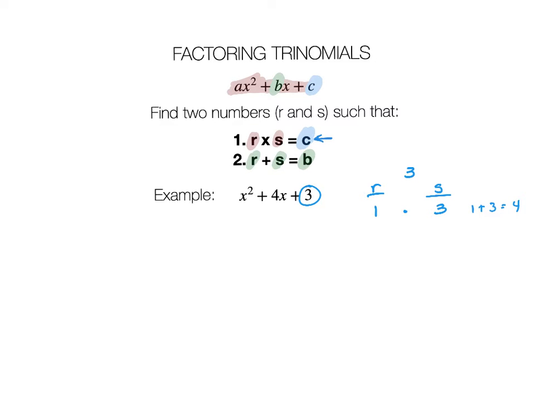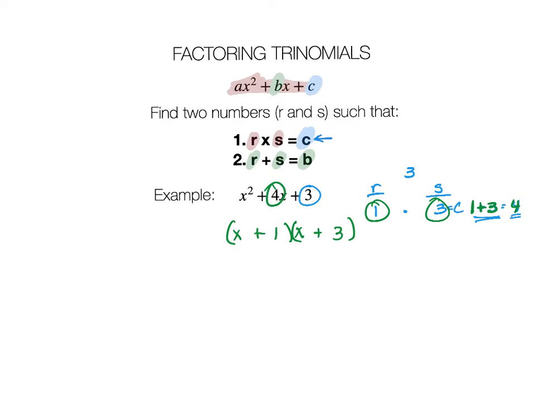It meets both those conditions. The product gives you the C value, 3, and the sum gives you the B value. Let's write it in red, or green. And the sum gives you the B value of 4 right there. And so now we can factor it. It's going to be an x times x. It's got to be a 1 and a 3, and they were both positives, plus 1, plus 3.